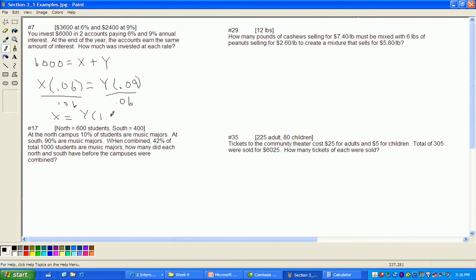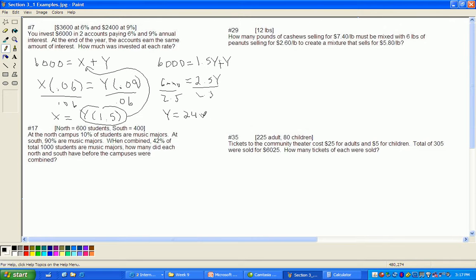Now we can plug this into our equation for X, and now we get 6,000 is equal to 1.5 Y plus Y. And we know that 1.5 Y plus 1 Y is equal to 2.5 Y, and that's equal to 6,000. Divide both sides by 2.5, and we get Y is equal to 2,400.